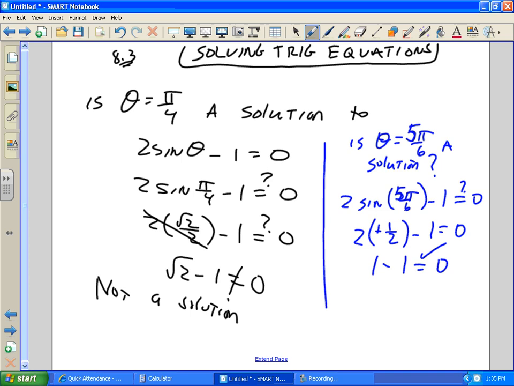You get that? It's like anything else. How do you know something's a solution? You can graph it, and if the point lands on your graph, it's a solution. If you solve it and get a true statement, it's a solution.